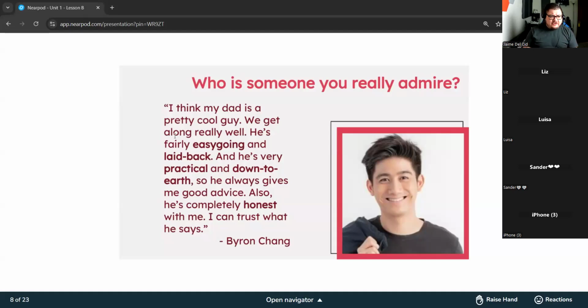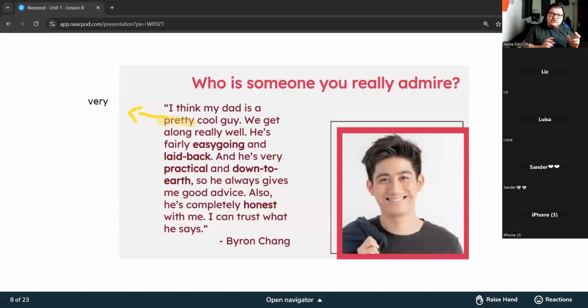So let's go ahead and do the first one. Now, I think my dad is a pretty cool guy. Okay. I think that we don't need a translation for this, but I want to say it anyways. The word pretty here has a very specific meaning. I think we have done this before, but the word pretty here doesn't mean bonito or guapo. ¿No? So pretty is a synonym and it means very. Okay, so it's a very cool guy. So pretty cool guy or very cool guy is the same thing.